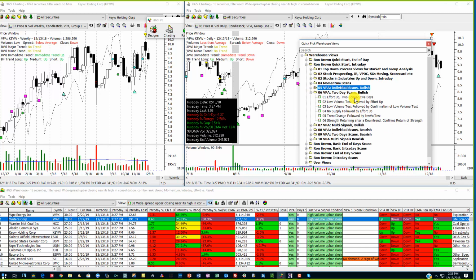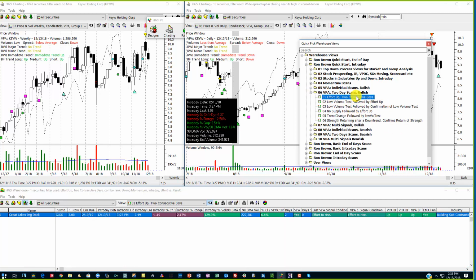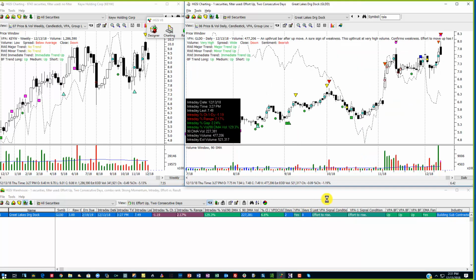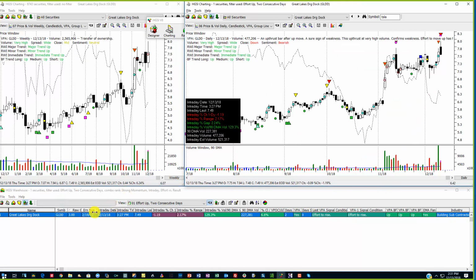Now, here are 2-day scans bullish. And the last 2 days, you can see effort to rise. Let's see what it's doing today. Well, it's down today, 1.19%. But here are the two signals from the 2 prior days. So this is an example of a stock that really isn't following through today.